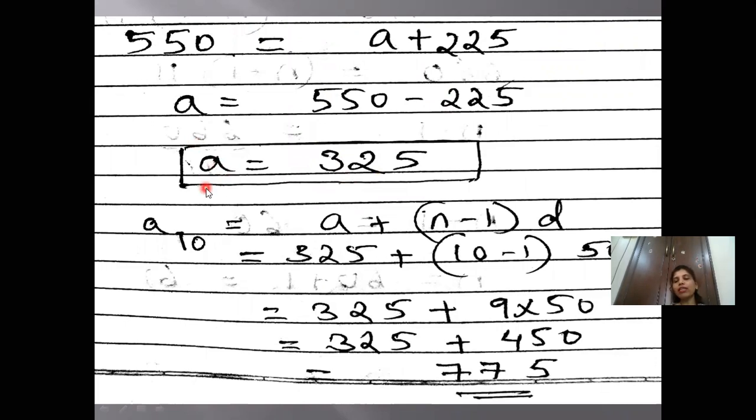Now you want to find the value of a10, because the last term, 10th term. So we use the formula a plus n minus 1 d. We substitute a as 325, 10 minus 1, 9, 9 into the value of d is 50. So 9 into 50, we got 450. 450 plus 325, we got 775. That is how you get the answer for the last term and the value for the first term.